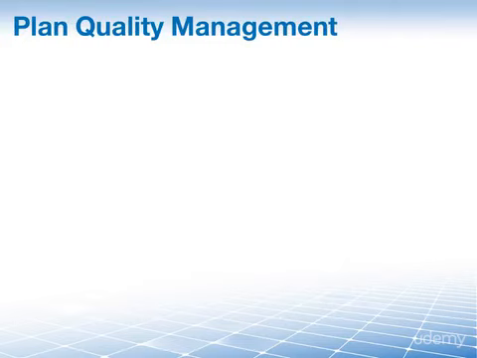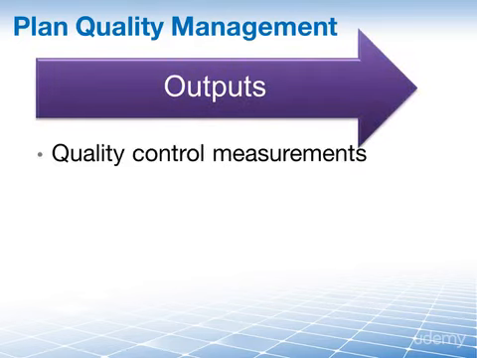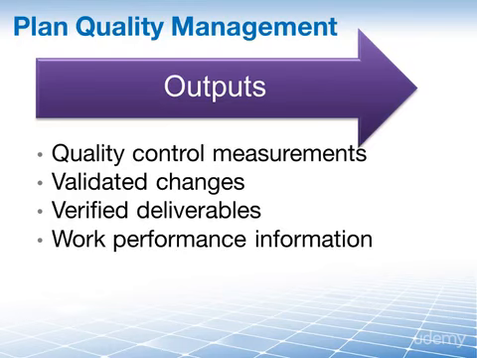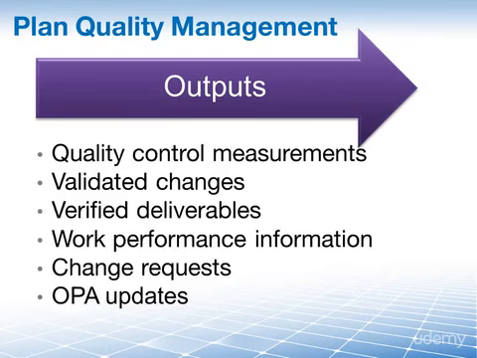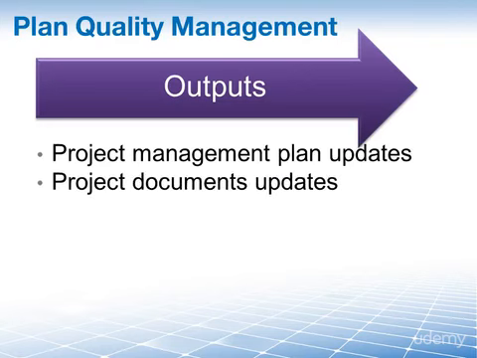That was quick. So we're moving on to the outputs, and we have 8 of them here. We have the quality control measurements, validated changes, verified deliverables, work performance information, change requests, organizational process asset updates, project management plan updates, and project document updates. I'll promise you this will take a bit longer.